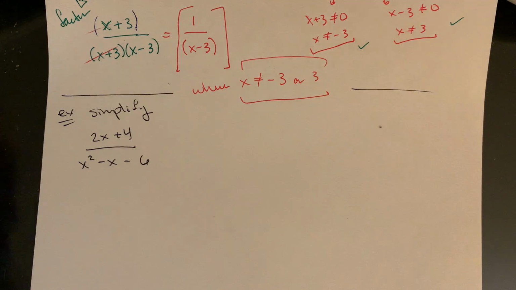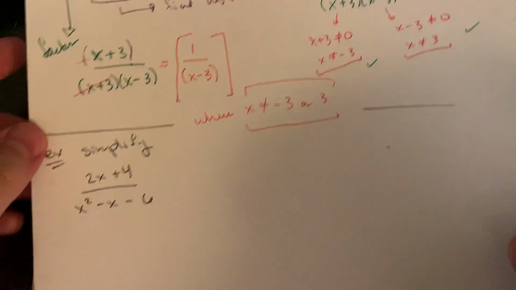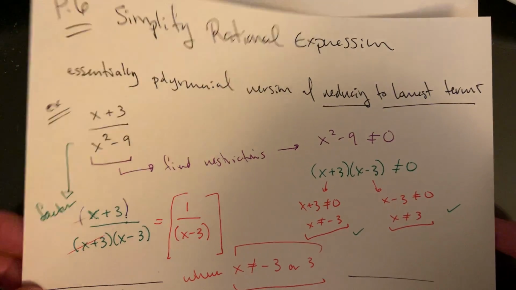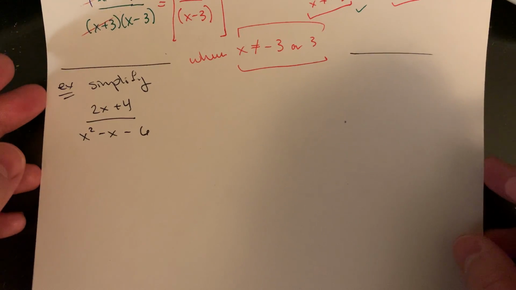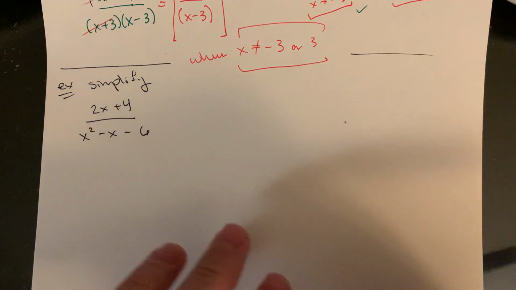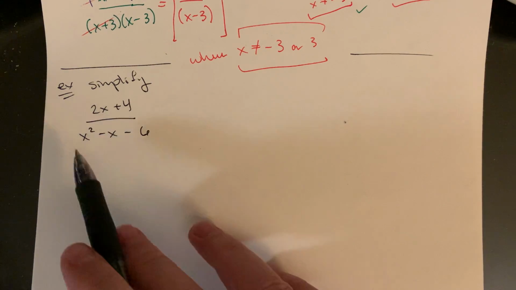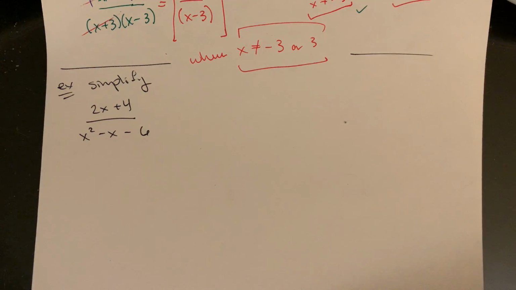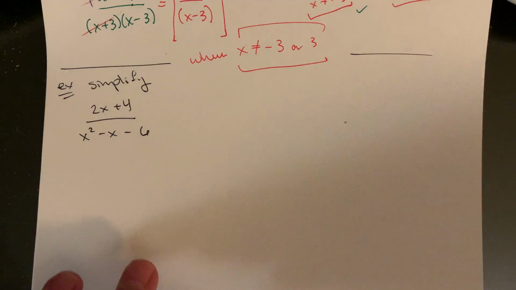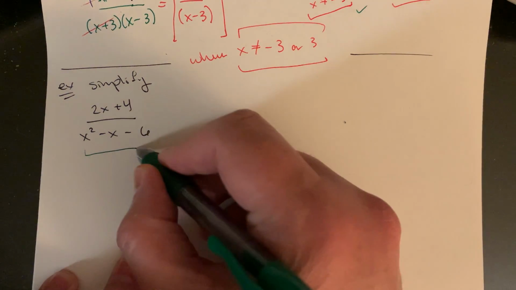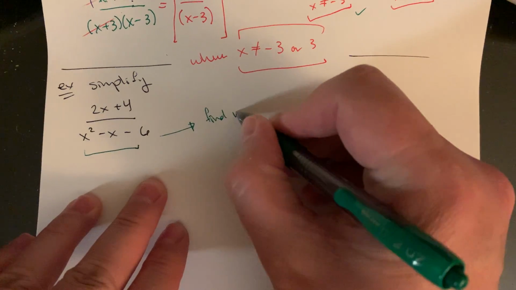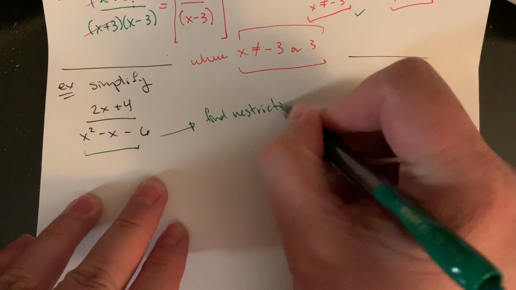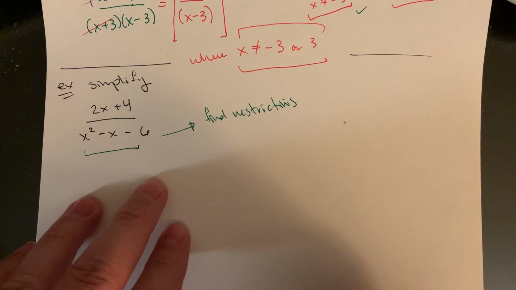I want to do one more simplification example. So this is P6, right? We're simplifying these rational expressions. So this is essentially the polynomial version of reducing a fraction to lowest terms. So let's do 2x plus 4 over x squared minus x minus 6. We'll start just like we did in all these before, right? Let's find the restrictions. Right, find the excluded values.